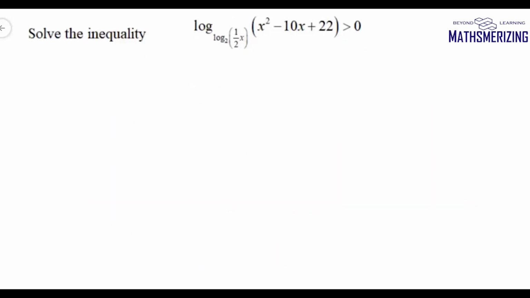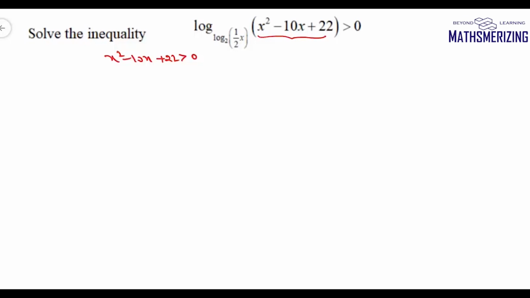Now the question is: solve the inequality log to the base (log x by 2 to the base 2) of (x square minus 10x plus 22). First thing, I'll find the domain of this function. So x should be greater than 0, and x square minus 10x plus 22 should be greater than 0.